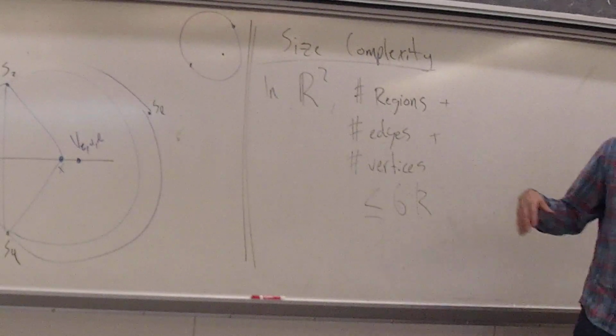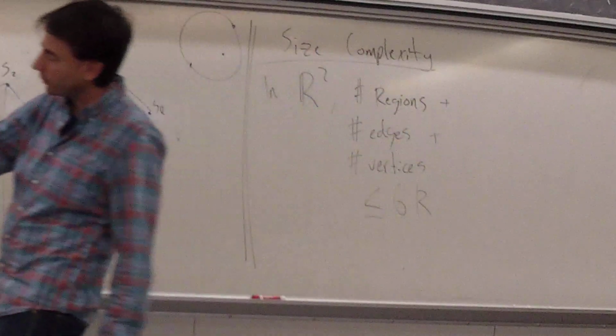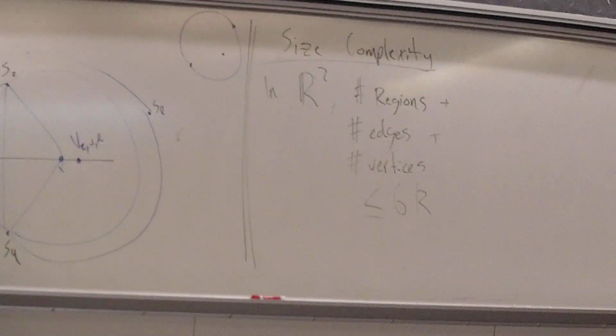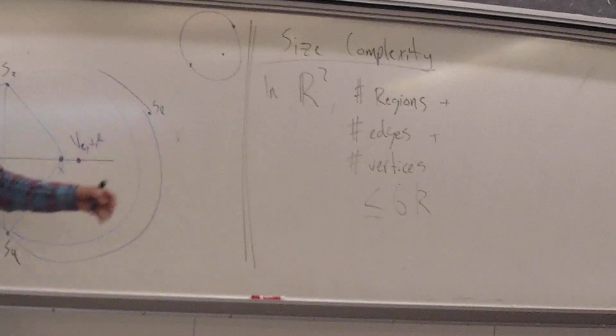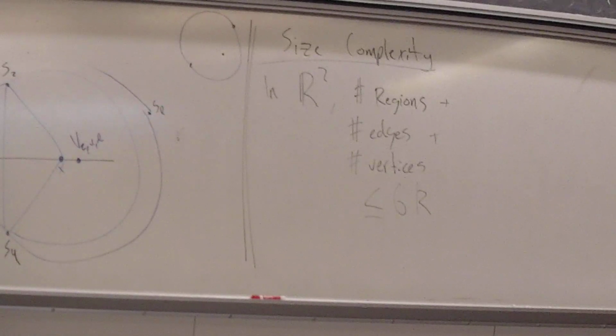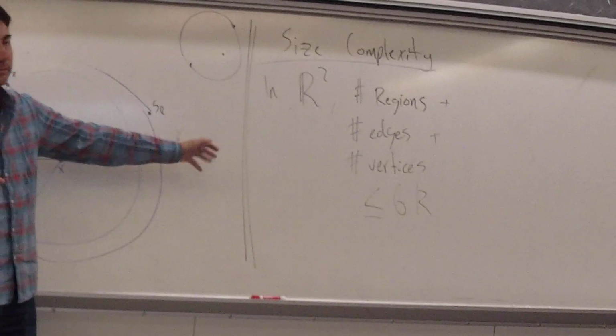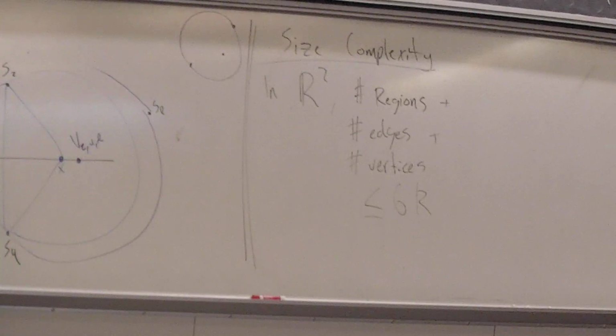So the vertices are defined by triples. You might think there might be k cubed of these, and the edges are defined by pairs, so there might be k squared of these. But the total complexity is linear in R2. Are you talking about algorithmic complexity? I'm not talking about how to compute it. I just mean the size, the number.